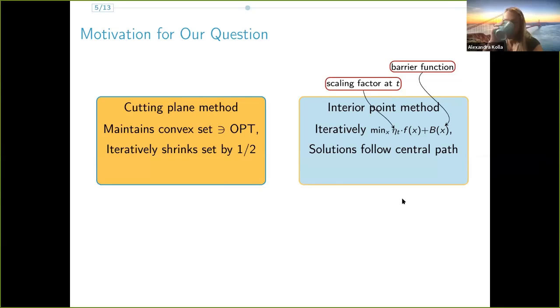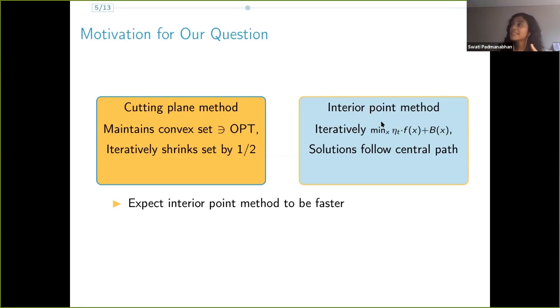So the difference between these two methods is quite big. In the cutting plane method, in each step, all you know is that your optimum is within some convex set. Whereas in interior point method, in each step, you know that the optimum solves this very specific set of optimality conditions. And so due to the more information that you have in the interior point setting, you would expect that it's faster for any given problem, faster than cutting plane method.